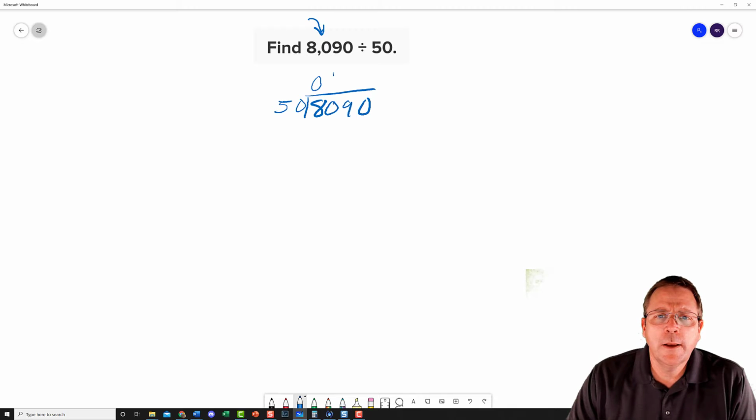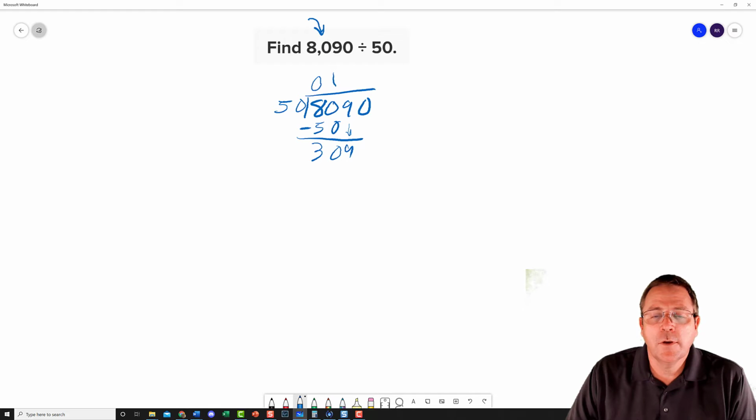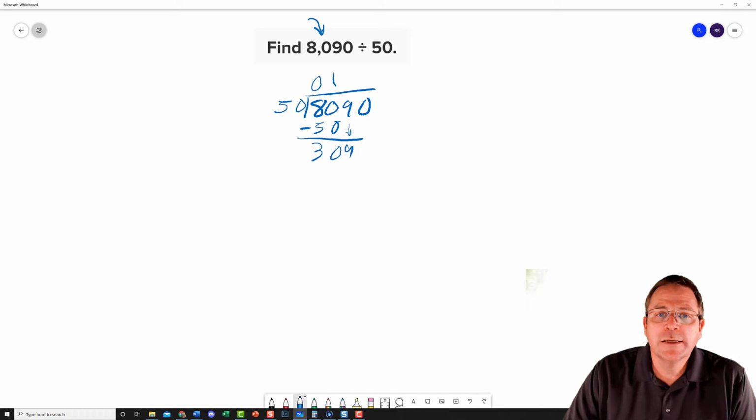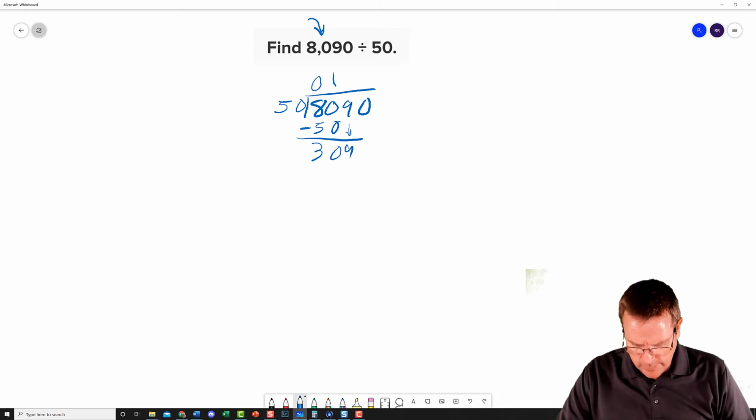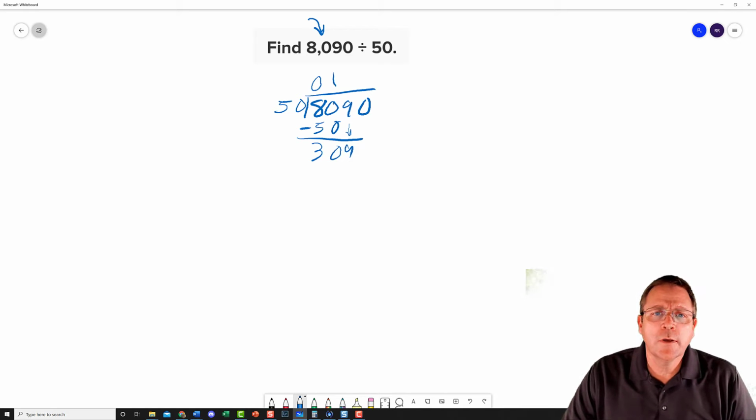50 goes into 80 1 time, and 1 times 50 is going to be 50, and that's going to leave 30 left over, and we're going to bring down that 9. Next, 50 is going to go into 300. Well, that's going to be 6 times, and if you're not sure on that because you're dealing with big numbers, do what I suggested before. Scratch out the last number.